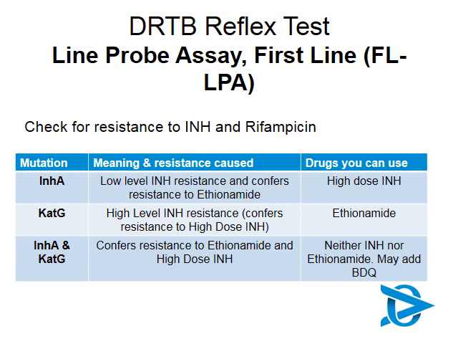The INHA mutation confers a low level INH resistance, and in those patients we would use high dose INH. Note that that particular mutation also confers resistance to ethionamide, and so you would choose high-dose INH instead of ethionamide. Conversely, the CATG mutation confers high-level INH resistance, but not resistance to ethionamide. So in those cases, we would not use high-dose INH and would use ethionamide instead. But if you have both mutations, you have a problem. It confers resistance to both ethionamide and high-dose INH, and neither of those two will be used, and this might be a patient who will be qualifying for bedaquiline.